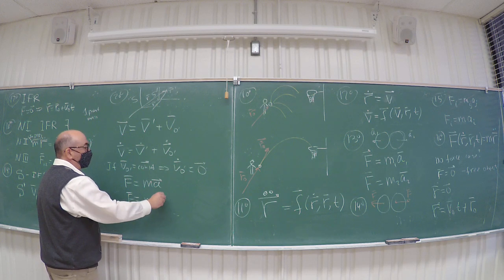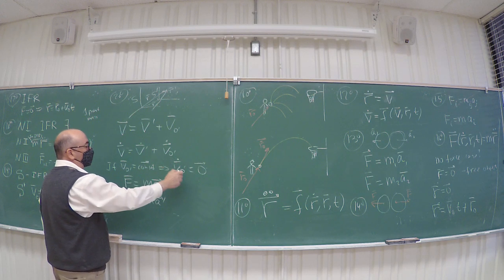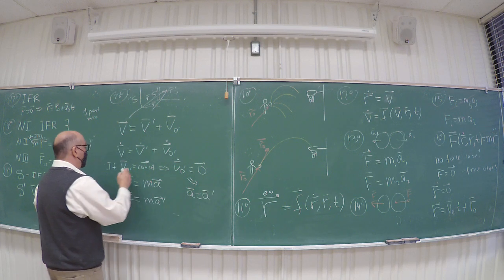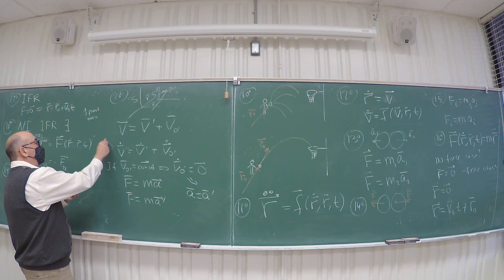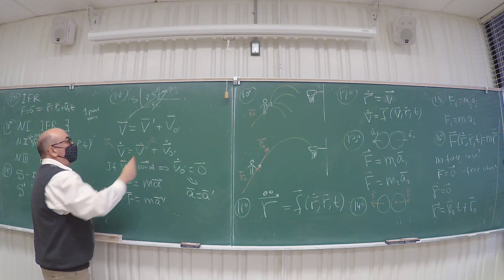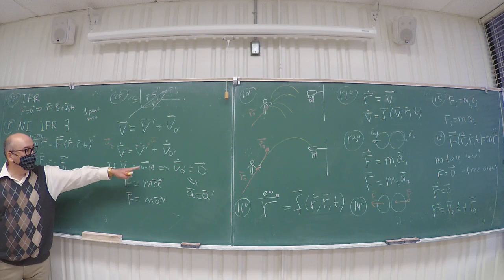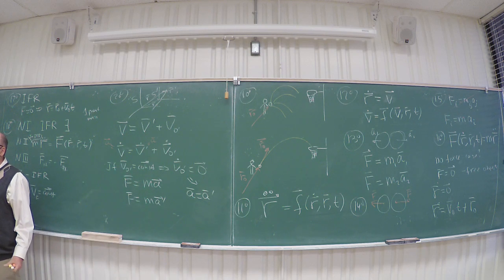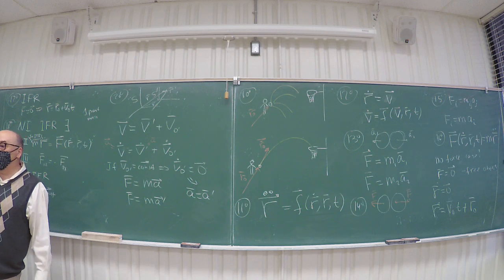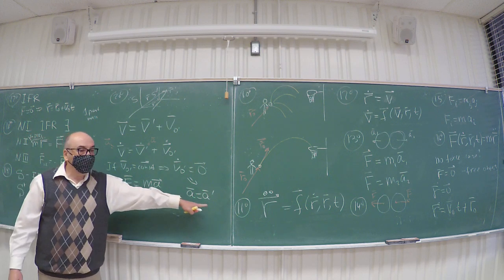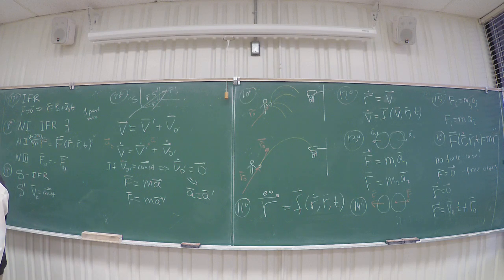MA prime. Because V0 prime is equal to 0, and that follows that A is equal to A prime, right? This is A, and this is A prime. So if you are on the ground, and your friend is in the bus traveling with constant velocity, and you and your friend observe a rock dropping down with acceleration g, you both will agree that the rock is traveling with acceleration g.